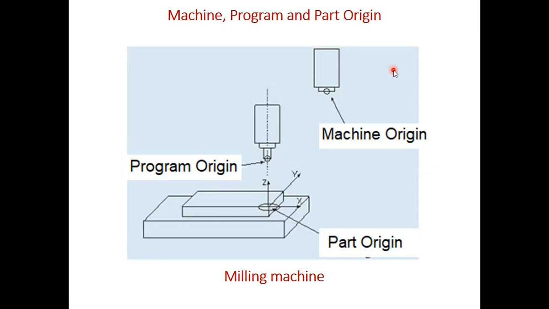Similarly, you can see on the next slide the machine origin for a milling machine, which is very far away. Then you can see on this part we have defined the part origin, and then the program origin. Once it completes all the milling, the milling cutter will come to this position and stand.